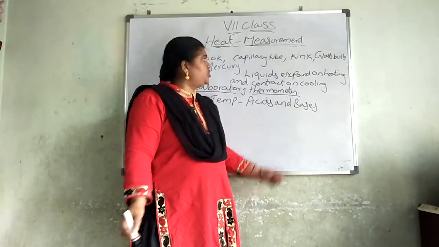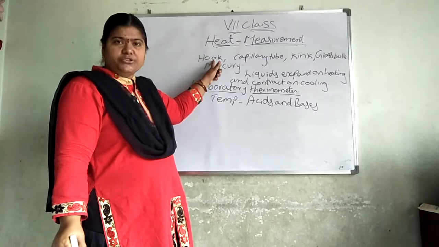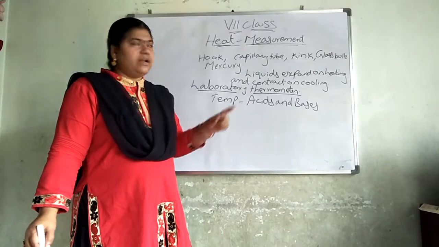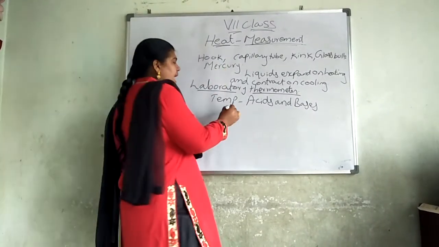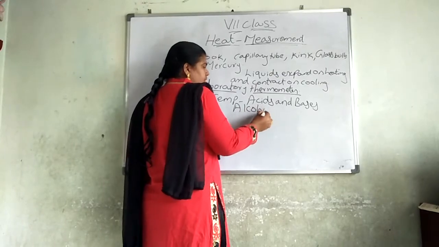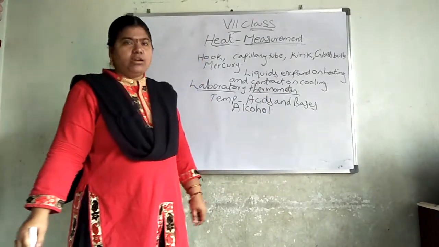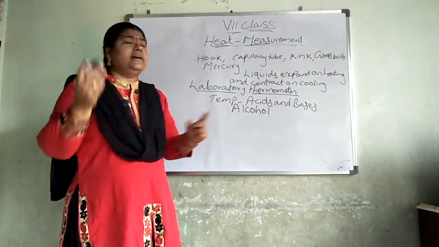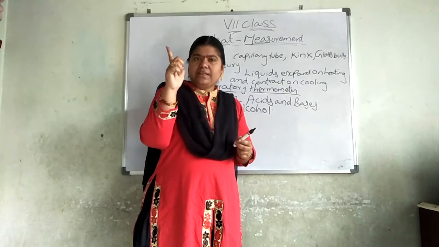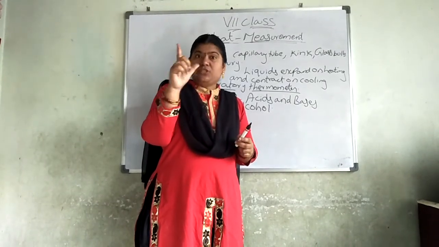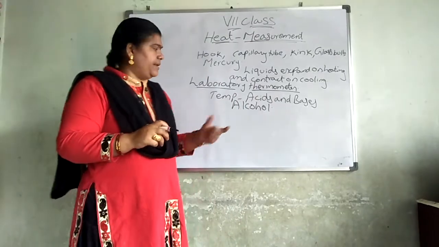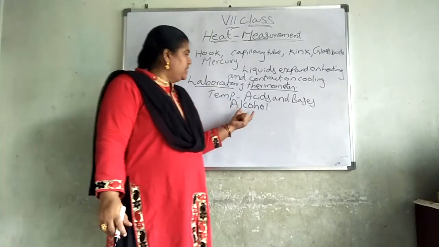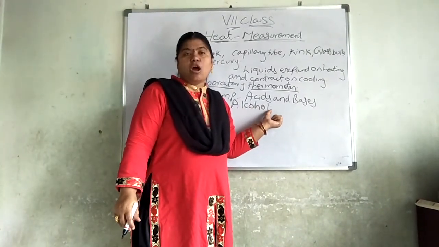The laboratory thermometer also contains a capillary tube, kink, and glass bulb, but the hook will not be present. Instead of mercury we will have alcohol. The laboratory thermometer is much longer than the clinical thermometer; the clinical thermometer is this much, and the laboratory thermometer is double that. In the clinical thermometer mercury is present, and in the laboratory thermometer alcohol is present.